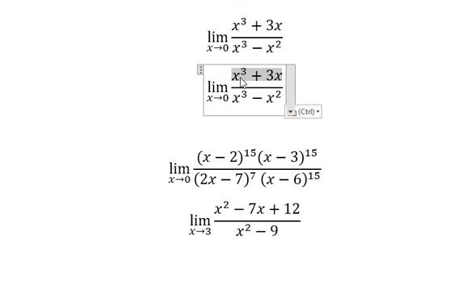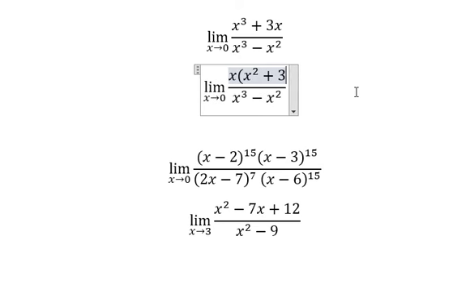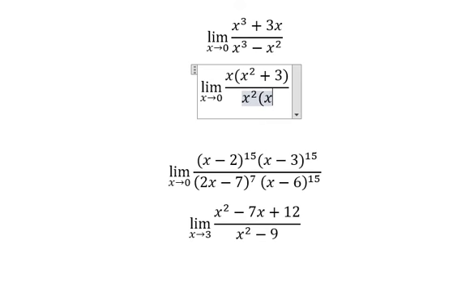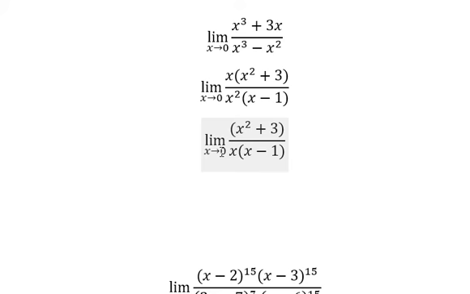This one we can do factorization by x. This one we can do another factorization by x squared. So x and x squared we simplify. And we see that when x approaches number 0, this one you get 0. However, this one you still get positive number 3.